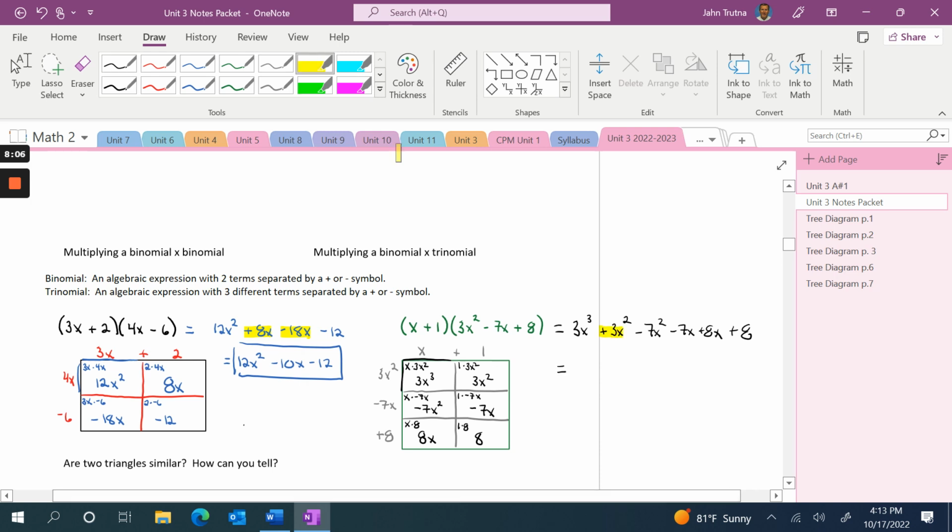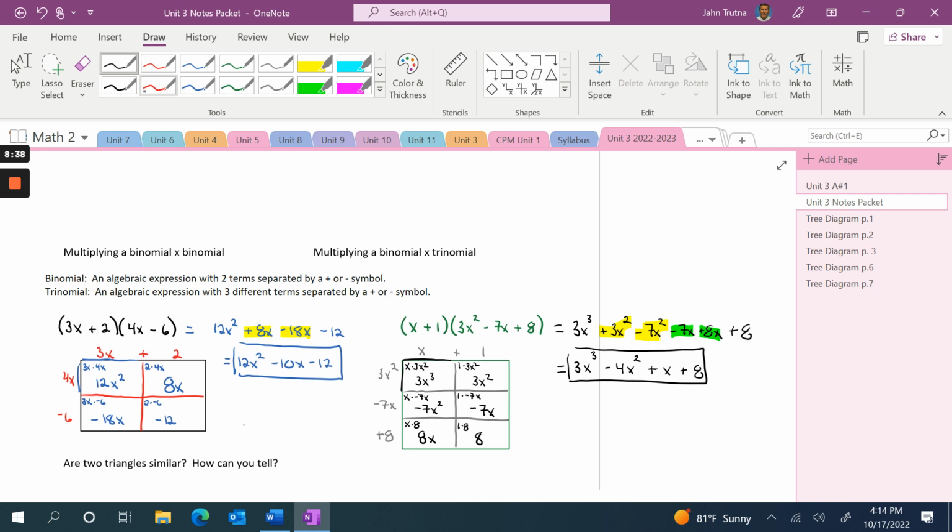But you can see I can combine the positive 3x squared with the minus 7x squared. I can combine the minus 7x with the positive 8x. So that gives me a final solution of 3x to the third power minus 4x to the second power plus x, because minus 7x plus 8x is positive 1x. I just put plus x plus 8. There is my solution. Or that is what the binomial x plus 1 multiplied with the trinomial 3x squared minus 7x plus 8 equals. Okay?